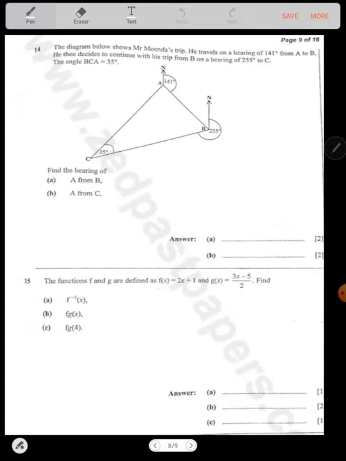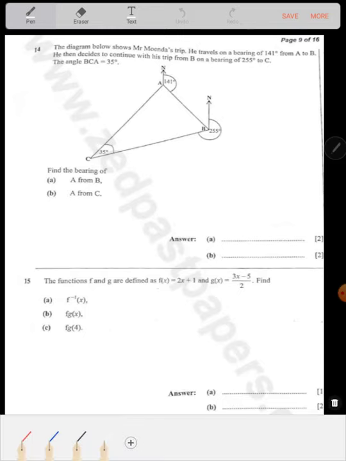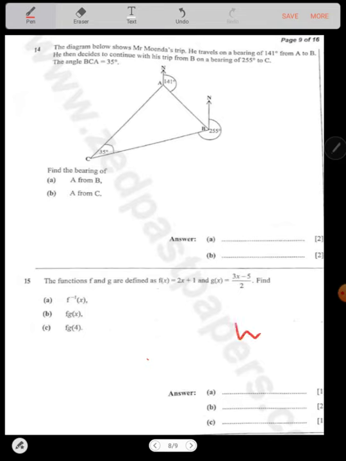So they're saying the diagram below shows Mr. Moenda's trip. He travels on a bearing of 141 from A to B. He then decides to continue with his trip from B on a bearing of 255 to C. So I'm sure you can see that everything has been put. There's a bearing here, there's also a bearing here, there's also a bearing here. They are saying find the bearing of F from B.